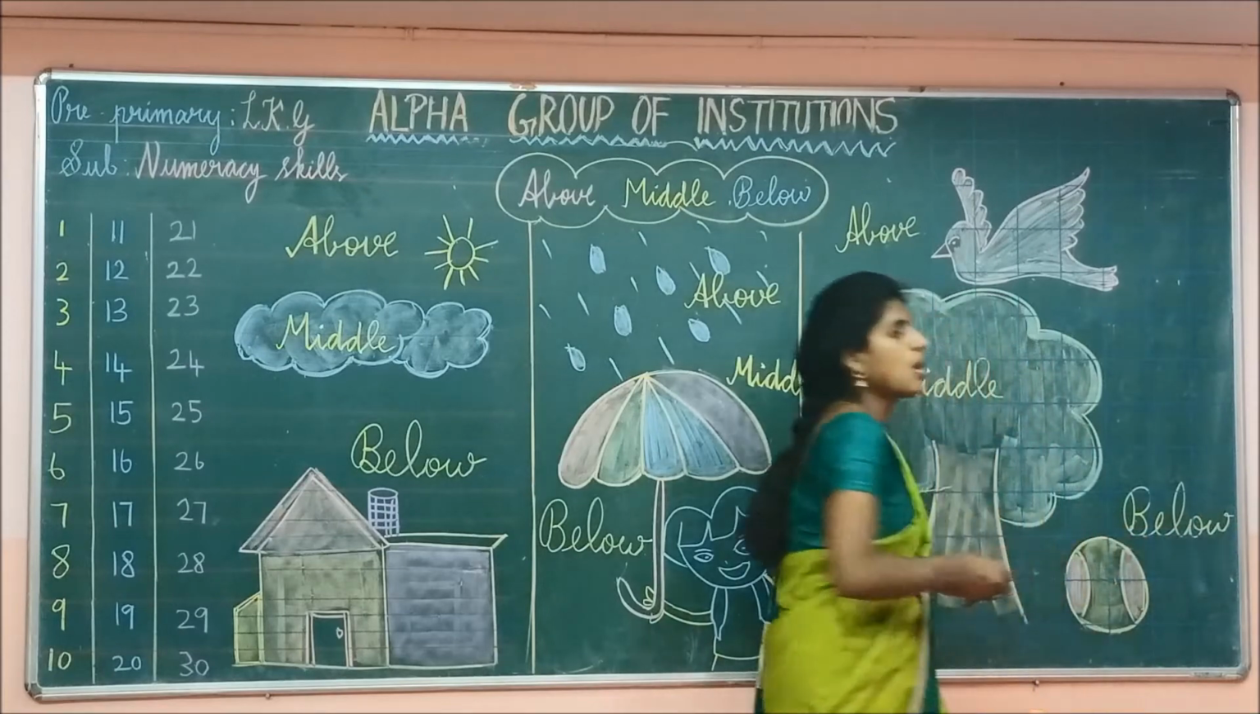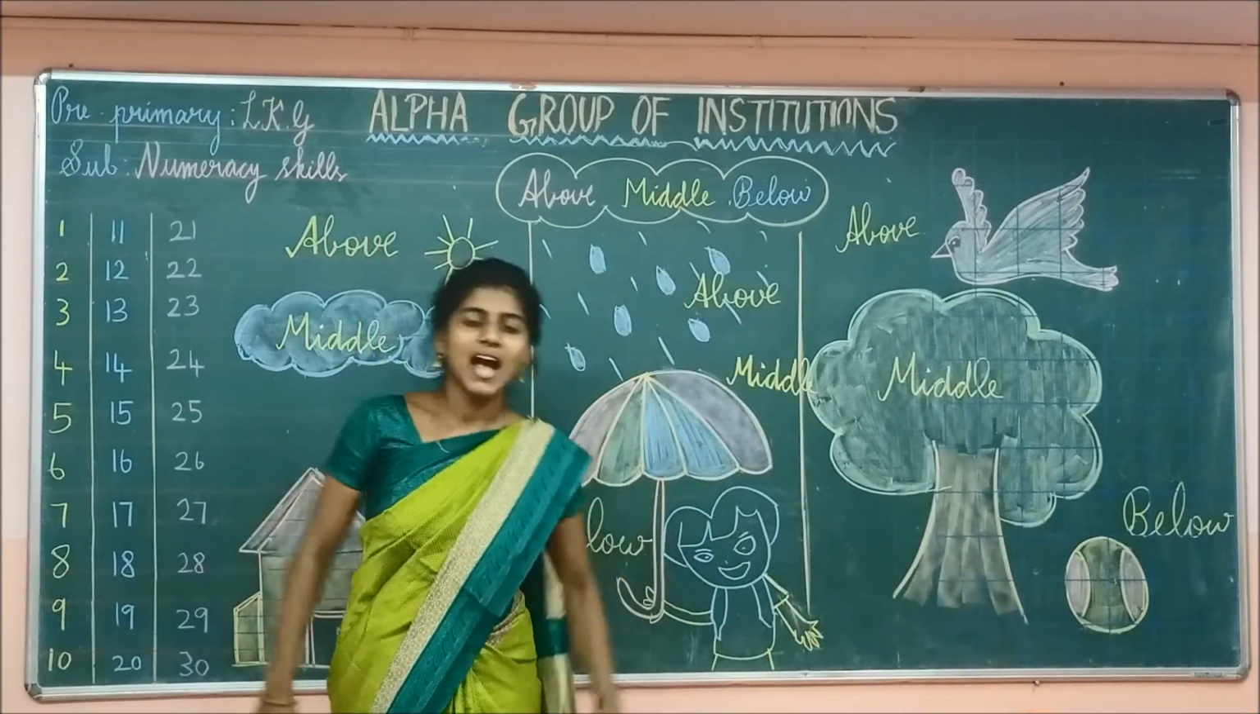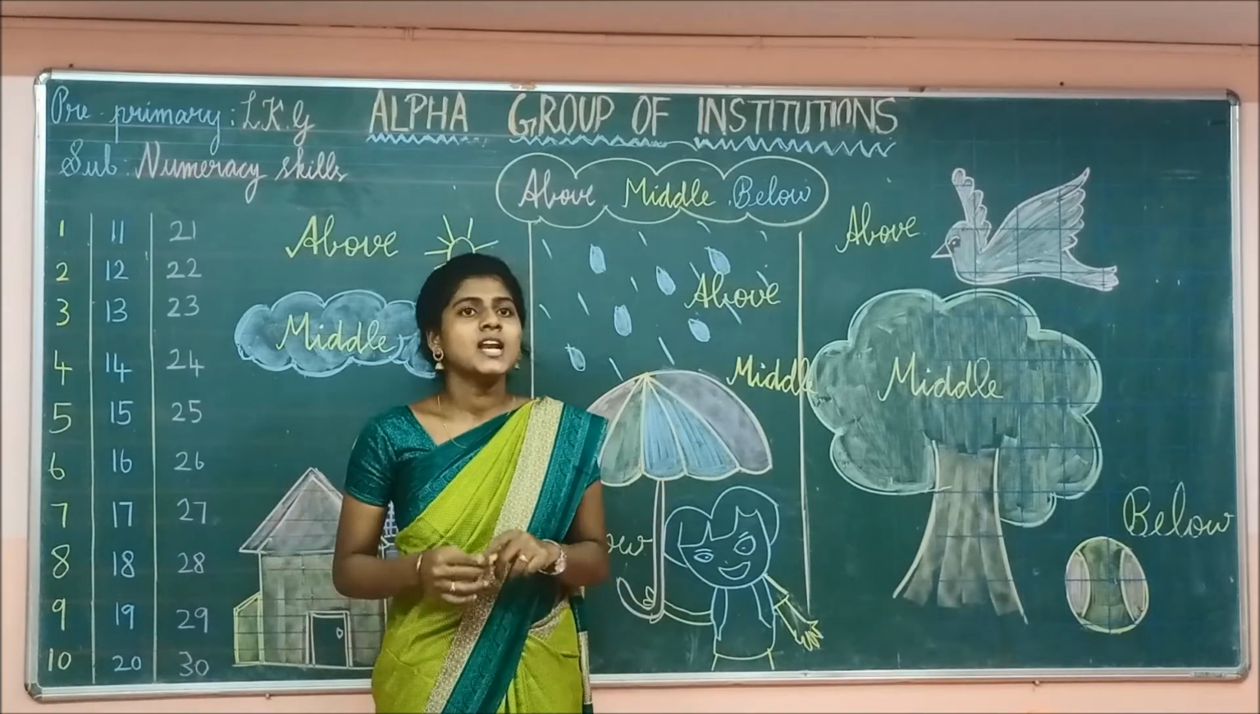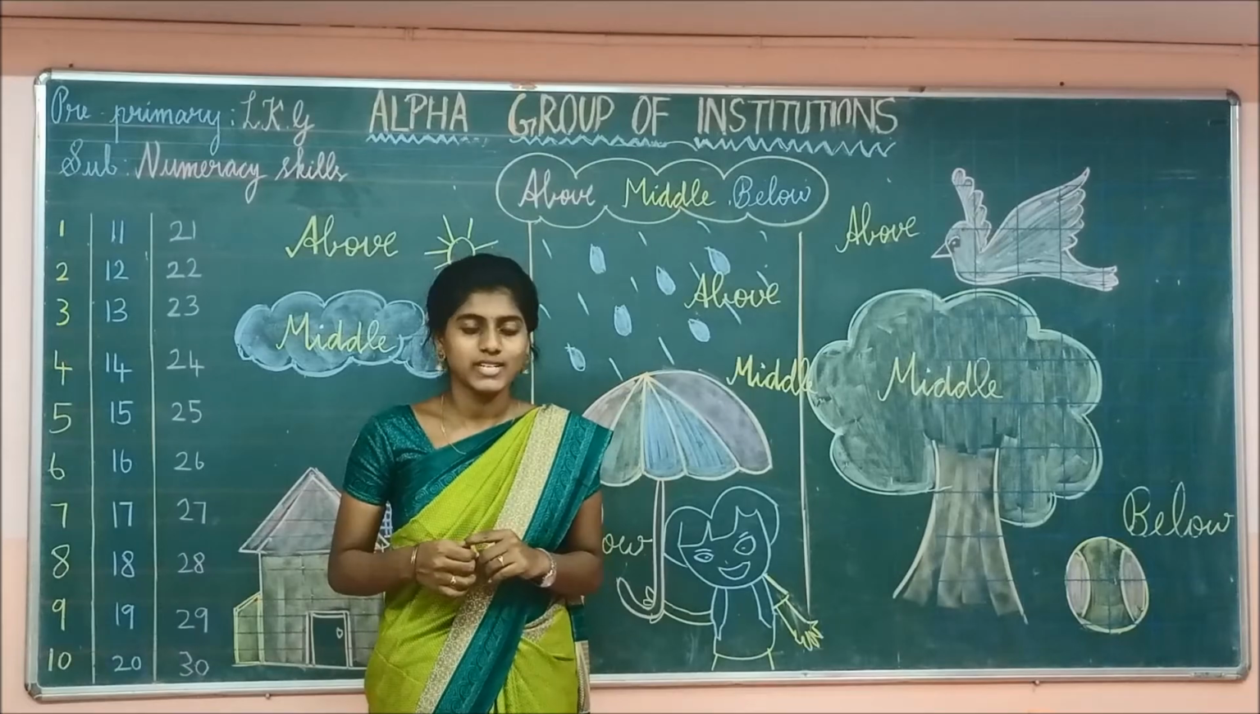B-E-L-O-W. Below. I hope you understood above, middle and below. Okay children. Now shall we learn how to write numbers from 1 to 20.